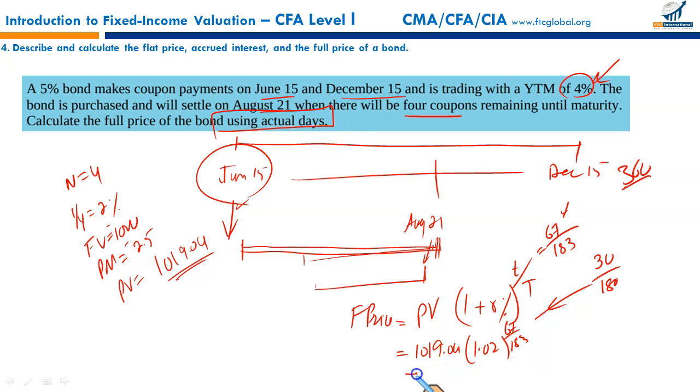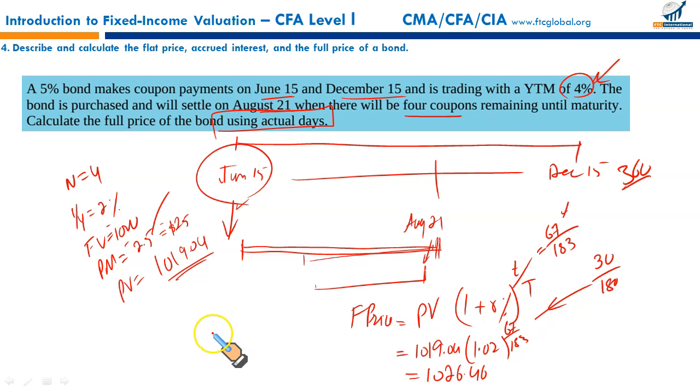So you just plug in these numbers in your calculator, and you will calculate your full price as 1026.46. This is called full price. And please note, when I wrote 2.5, that was 2.5 of par. So it was basically $25. So $25 and a negative FV will give you the PV of 1019.04.